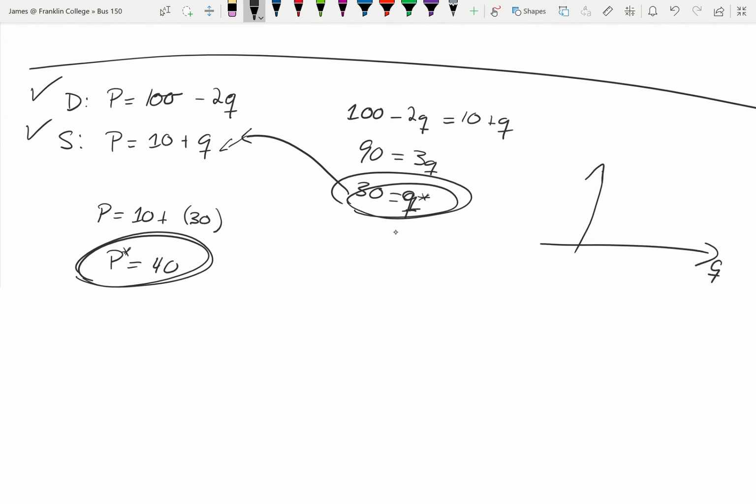We can plot these two lines on our graph. We have our supply curve that had the price intercept of positive 10 and a slope of 1. And we have our demand curve that had the price intercept of positive 100 and slope of negative 2. We solved for the equilibrium already, which was 30 and 40. So that was the quantity, and this was the price. Alright, that does it for today.